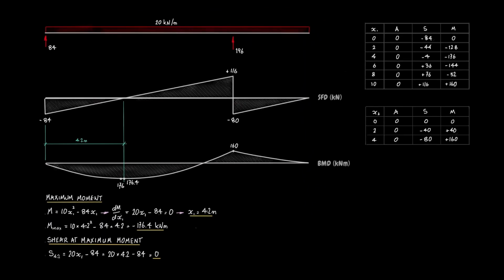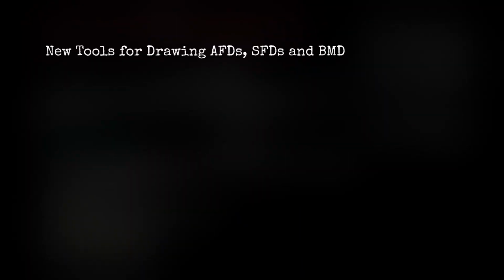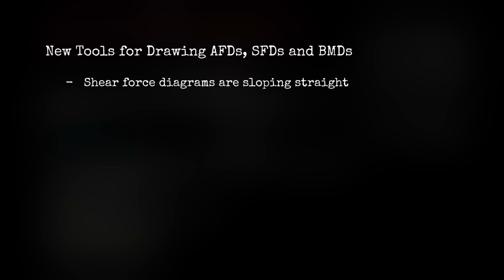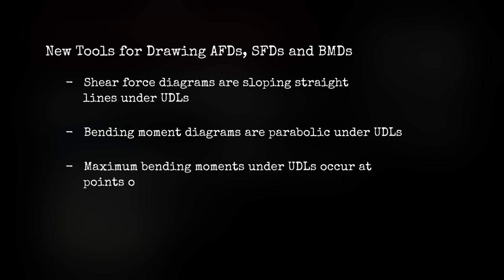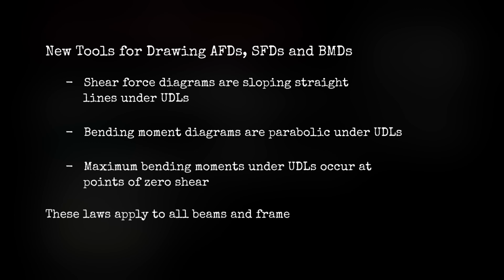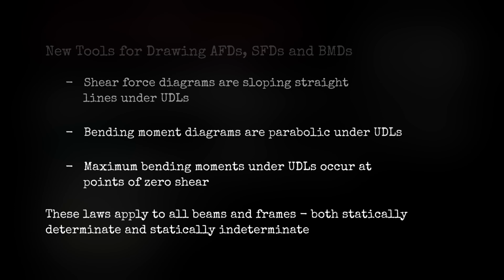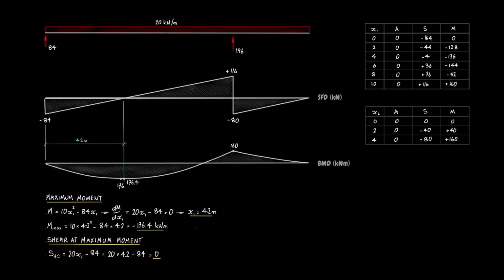This example has added 3 important new tools to our toolkit for drawing axial force, shear force and bending moment diagrams. Shear force diagrams are sloping straight lines under UDLs. Bending moment diagrams are parabolic under UDLs. Maximum bending moments occur at points of 0 shear. These laws apply to all beams and frames, both statically determinate and statically indeterminate. And that concludes the analysis.